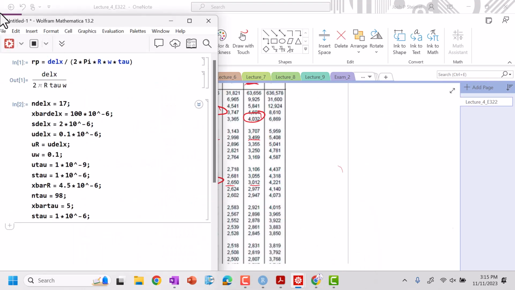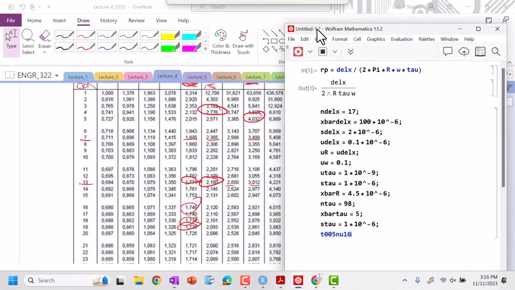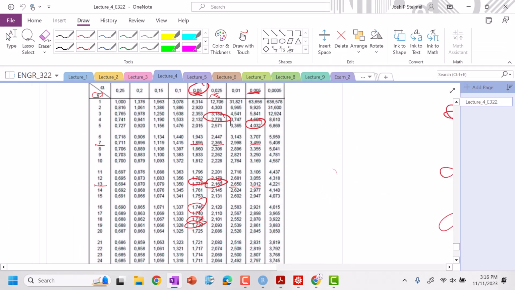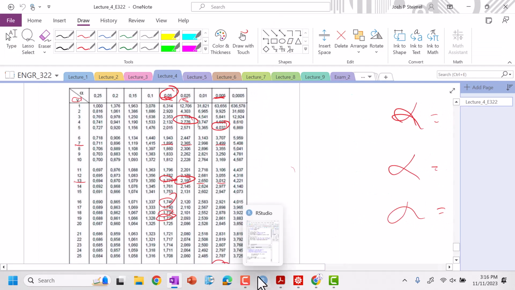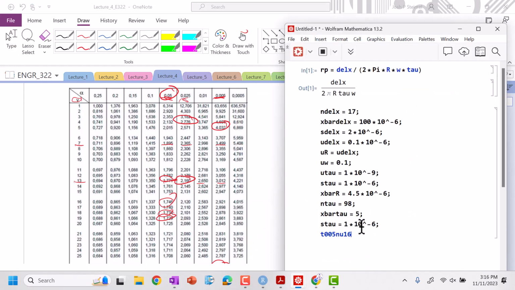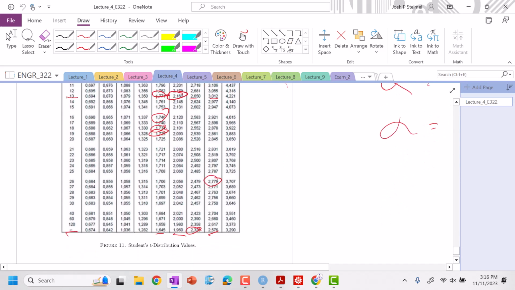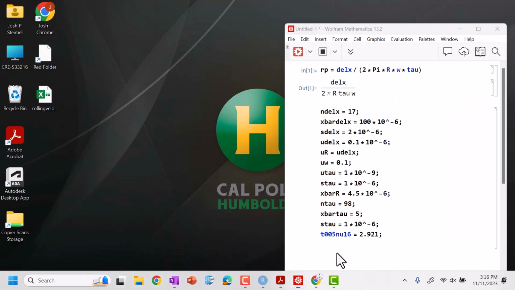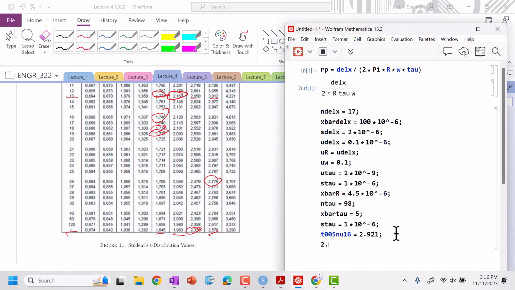So t 0.005 nu of 16. Sorry, I'm just moving this around. 16 should be what? T 0.005, 16, 2.921. Good. And then to infinity, 2.576. T 0.005 nu infinity equals that.